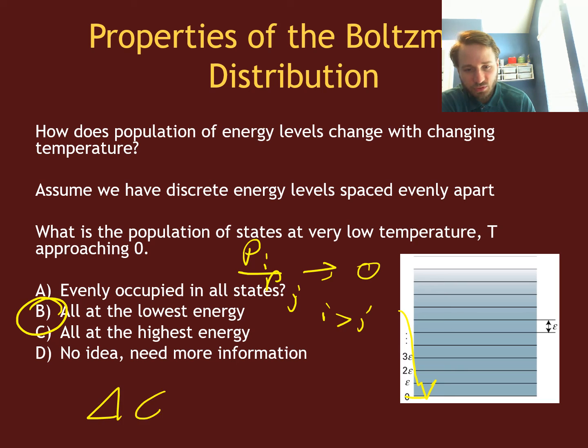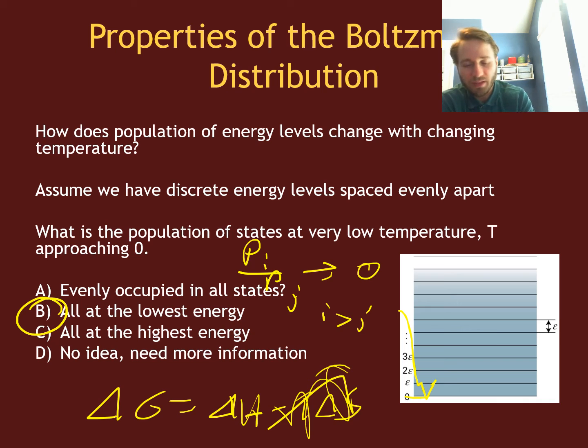It's the same thing as delta G equals delta H minus T delta S. As temperature goes to 0, that stuff doesn't matter. Your lowest free energy state is related with the lowest enthalpy state. So you're going to favor whatever state, whatever possibility, whatever outcome has the lowest energy.